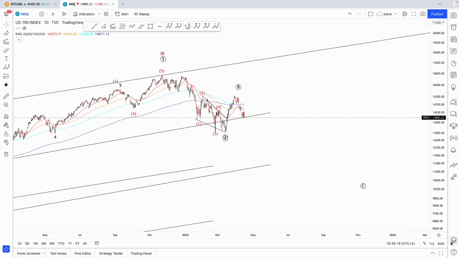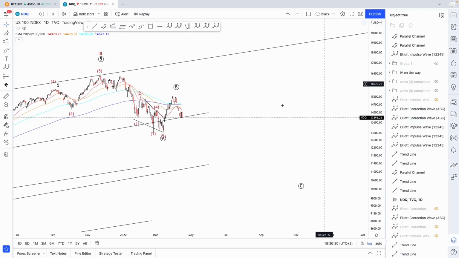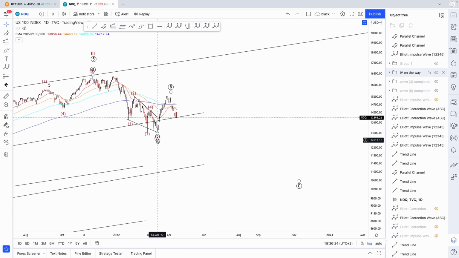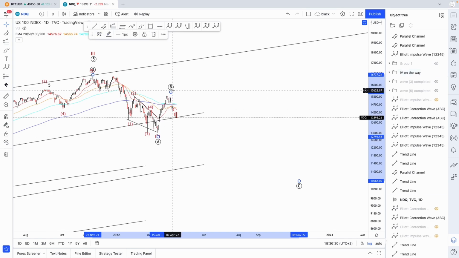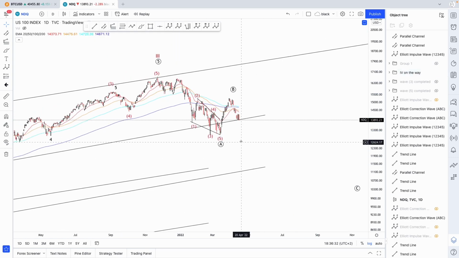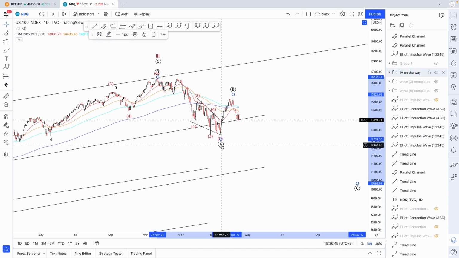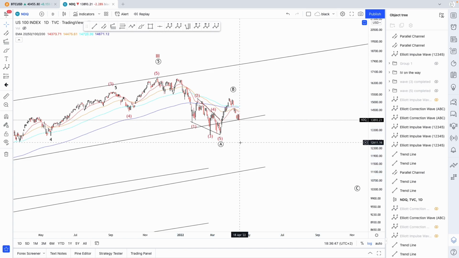Now, let's bring on the tool here where I have my multiple Elliott Wave counts. So this is a scenario. This could be wave A, up for B, down for C. This could be a leading diagonal into wave A. But what do we know? We know that leading diagonals can also be in one position. So this doesn't necessarily have to be wave A, but it could be wave 1.